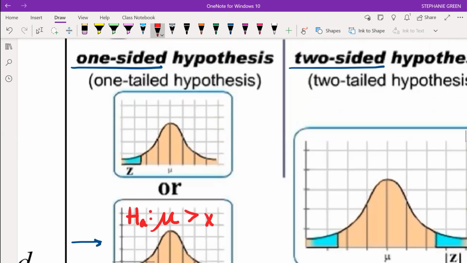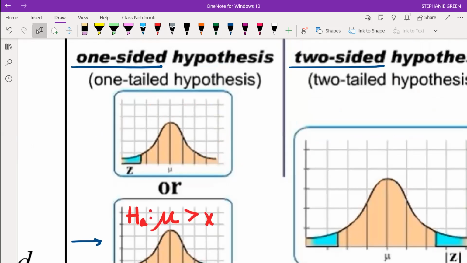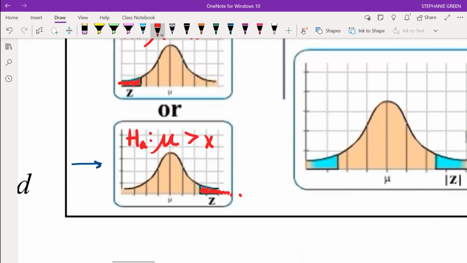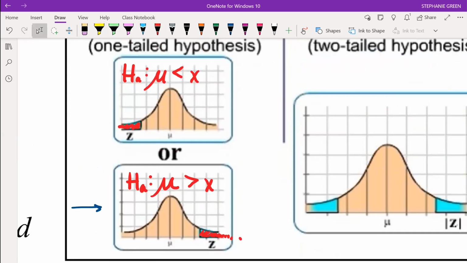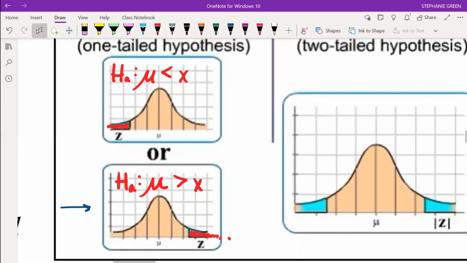Our alternative hypothesis for this type of situation would look like mu is greater than some value. Okay, and then on this end, of course, you can see it's the same thing happening, but now it's on the lower end. So I would say my alternative hypothesis is that mu is less than the population value. Depending on what the person or group of people is claiming, that's what we're going to look at here.